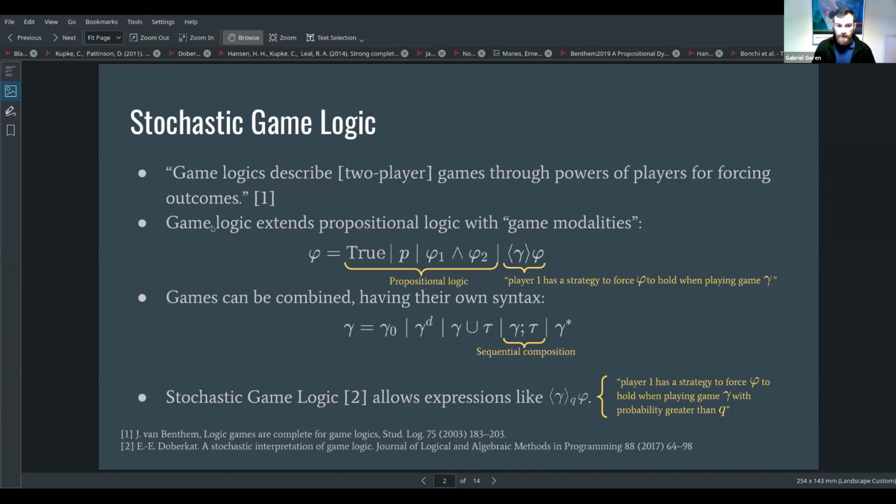So here the intended meaning for this expression, with a diamond indexed by gamma, is that player one has a strategy to force phi to hold when playing game gamma, right? And the same as before, as in PDL, games can be combined together, and we're also interested in particular in sequential composition of games.